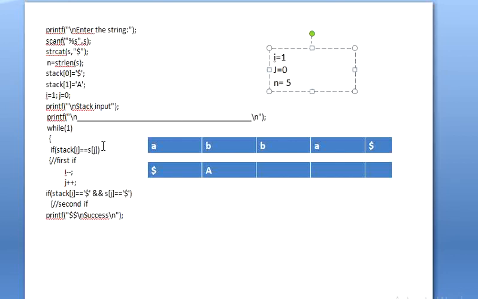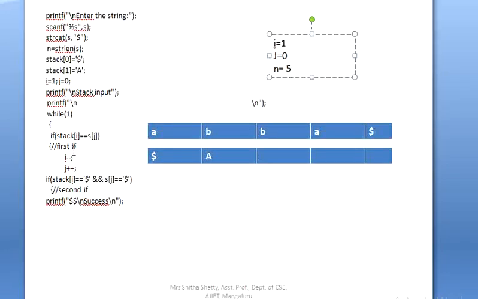Now while 1: see here, if stack of I equal to S of J. What is I? I is 1, right? So what is stack of 1? This is stack of 0, this is stack of 1. Stack of 1 is A. Now we are checking whether stack of 1 is equal to S of 0. What is S of 0? S of 0 is a. Whether capital letter A is equal to small letter a? No, it is not equal.